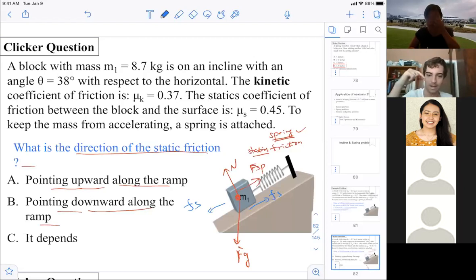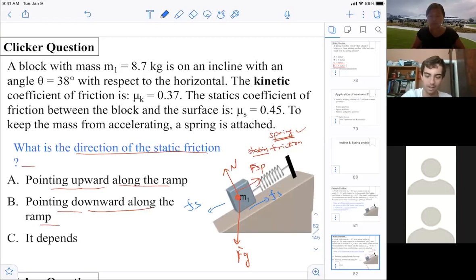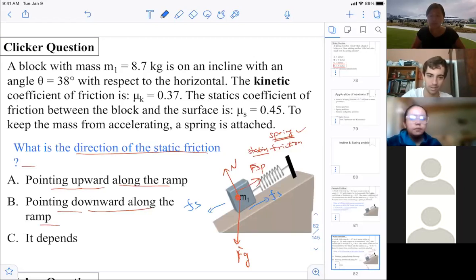Mm-hmm. And then we have the force from the spring. So depending on which is greater, that'll impact the friction, because it'll be the opposite of the direction of which is bigger from the other two. Okay, that's a very good thought.